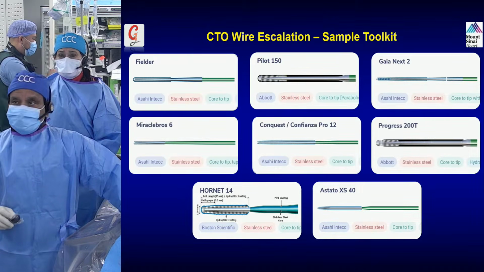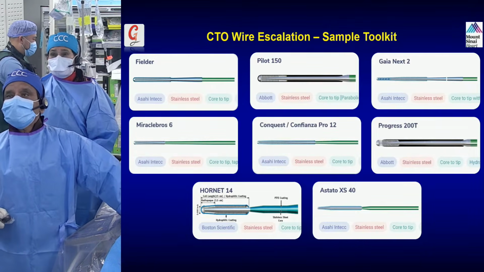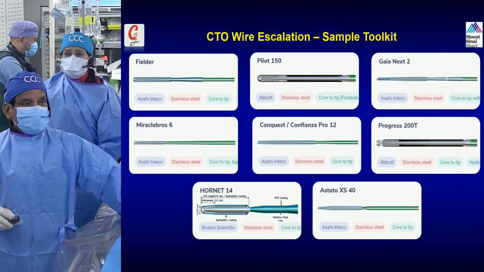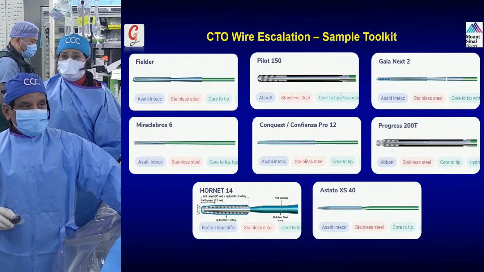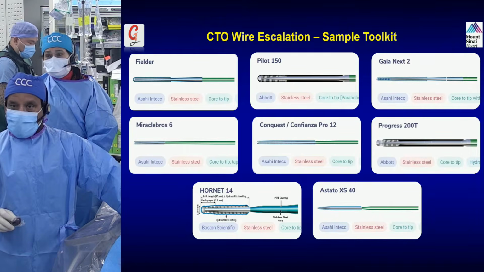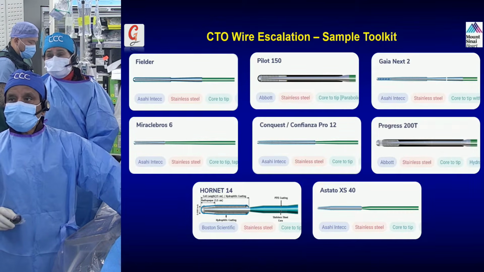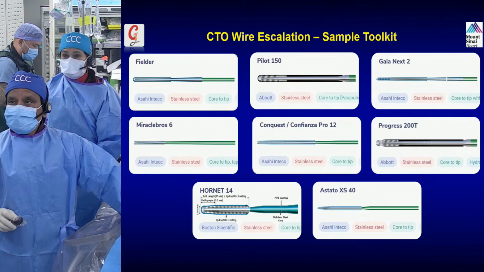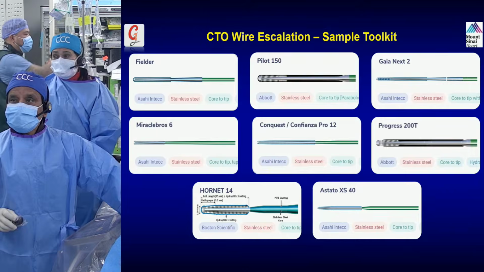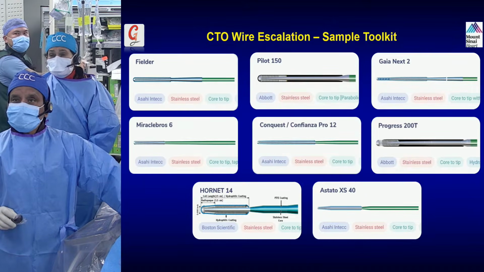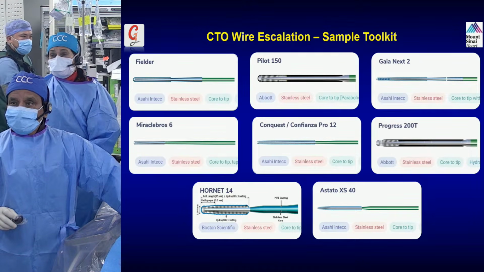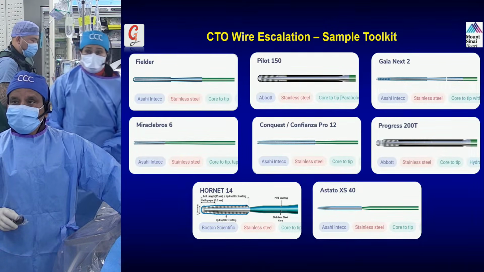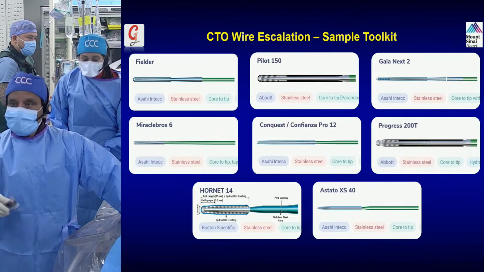Then, of course, the tip load increases with Confianza, which starts with 9 to 12. We put the other name because outside the US, they are also called Conquest. Progress 200, various tip loads are there, but many people could use it. It's a combination of Confianza plus Fielder. It's a polymer jacket, but at the tip, it's hydrophobic with a hydrophilic coating. Then of course Hornet and Astato with a very high tip load. You see that, 20 and 40 with the Astato.